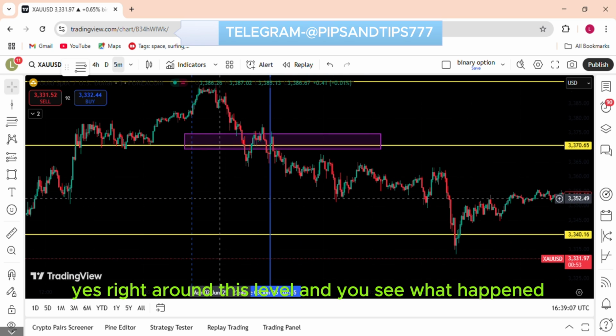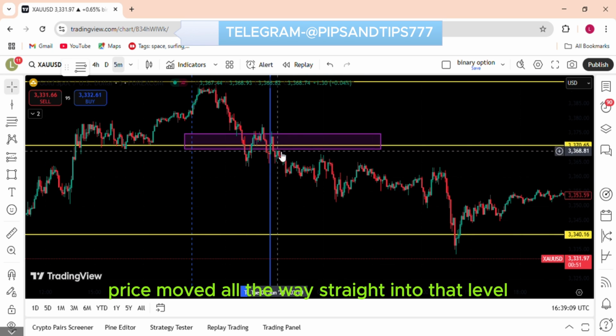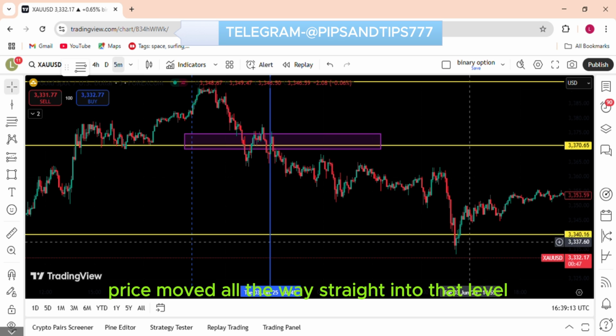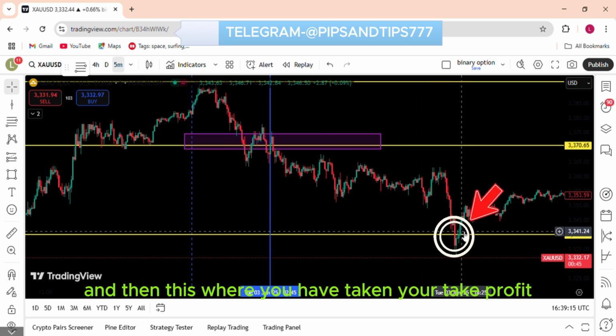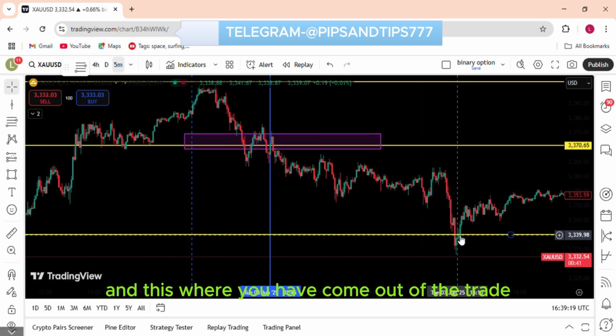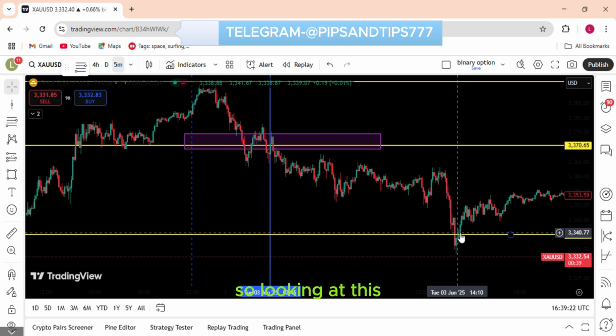And you see what happened. Price moved all the way straight into that level, and then this is where you have taken your take profit, and this is where you have come out of the trade. So looking at this, that is how you are going to know how to go into trades and how to look for trades. This is what I've been using.